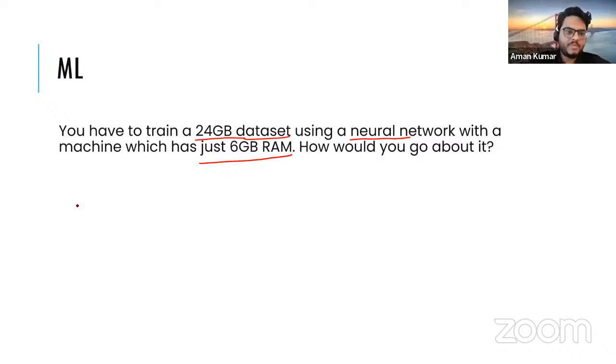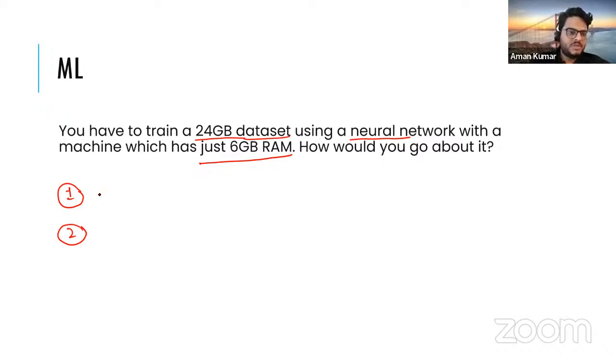So I will keep writing here whatever inputs I get, so that in the end we can discuss it. Okay, so some inputs you can tell me, what can help you in this situation. Cloud, see, cloud is, I'm giving you a constraint here. I'm not allowing you to go to cloud. I'm saying you have to do it in a 6 GB RAM machine. Okay, so this is your constraint.